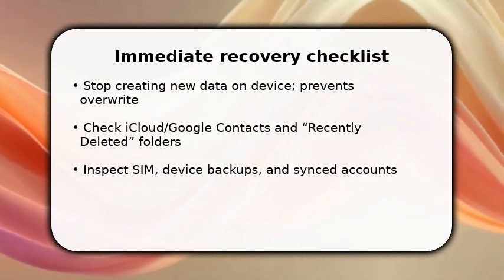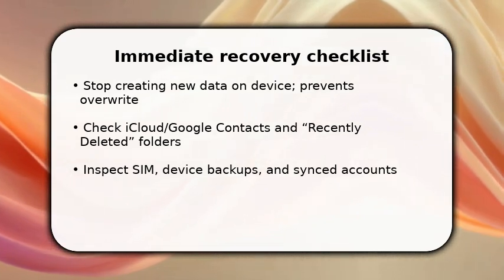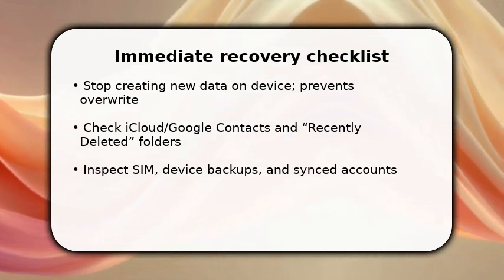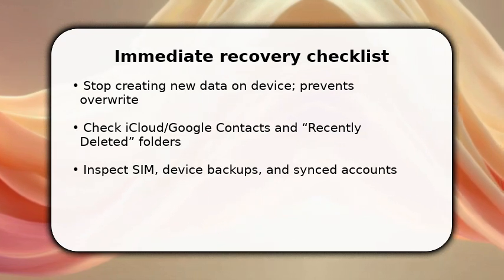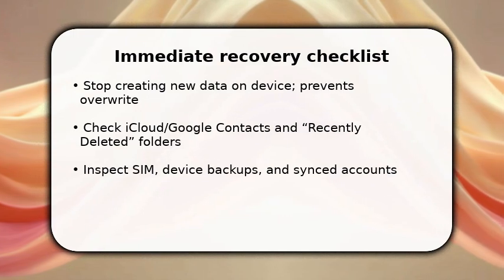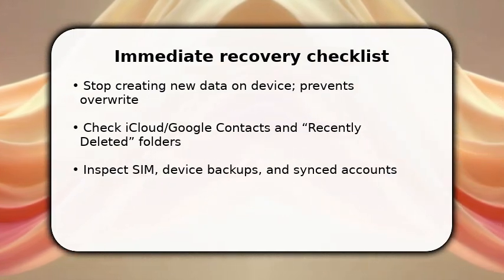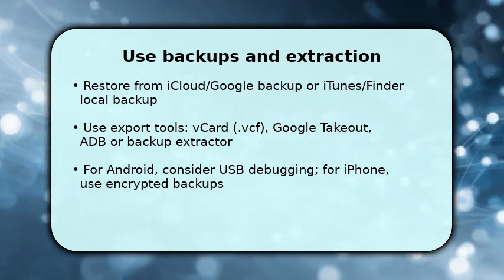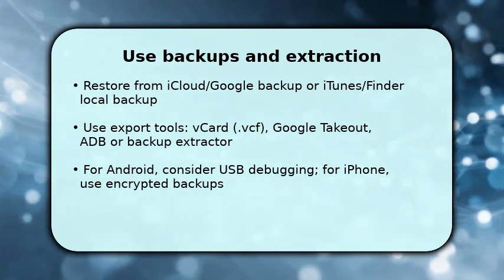Next, pull the SIM and inspect it with a second device or use your computer to list contacts. Make sure to note dates of backups so you can pick the most recent restore point. Once you've identified candidate backups, restore or extract them carefully. Restore a full backup only if necessary, because that can overwrite current data, so export contacts first when possible.